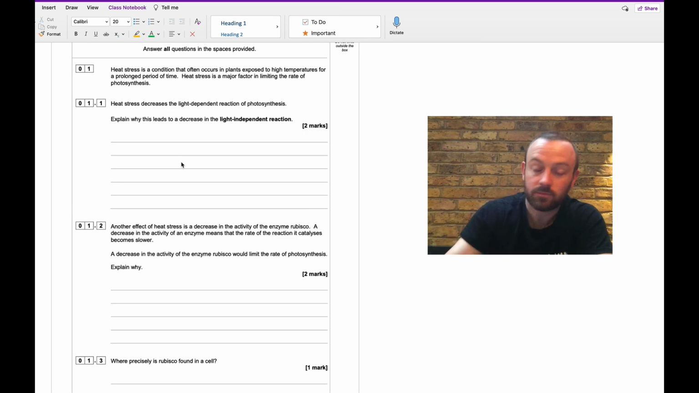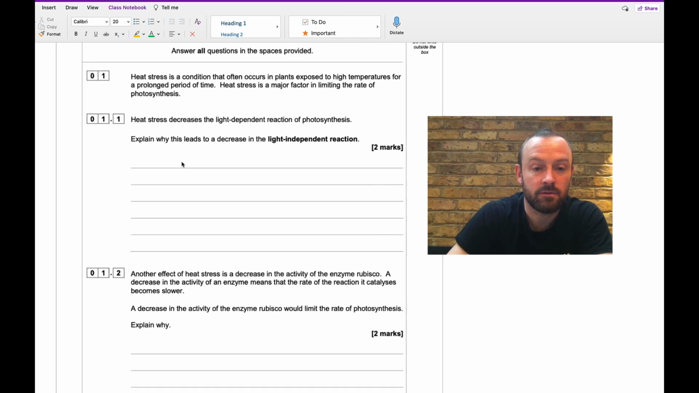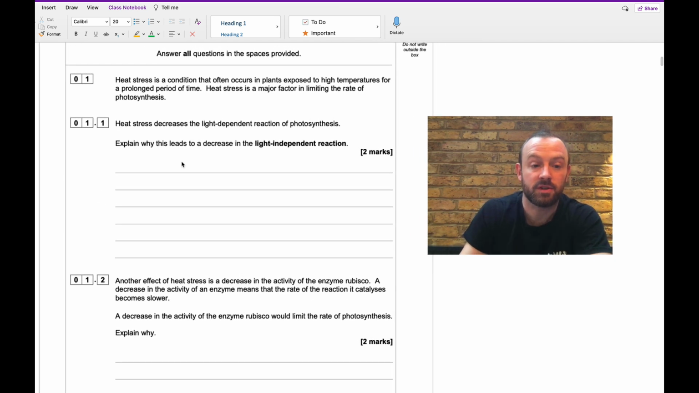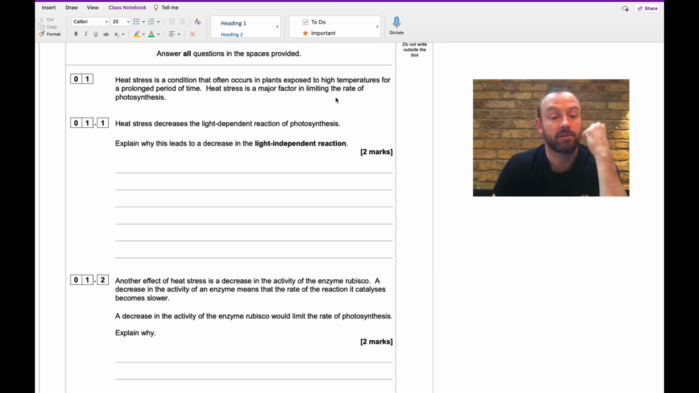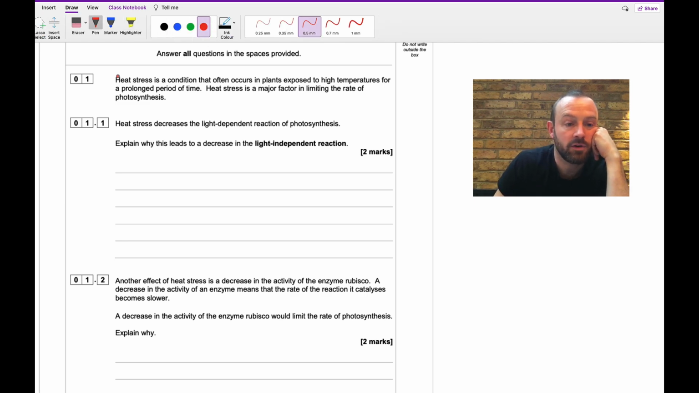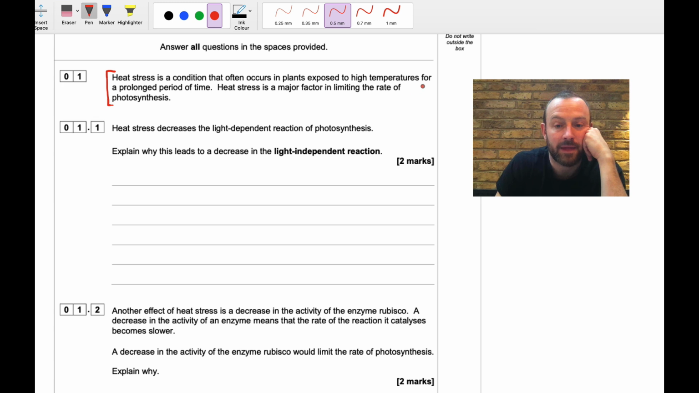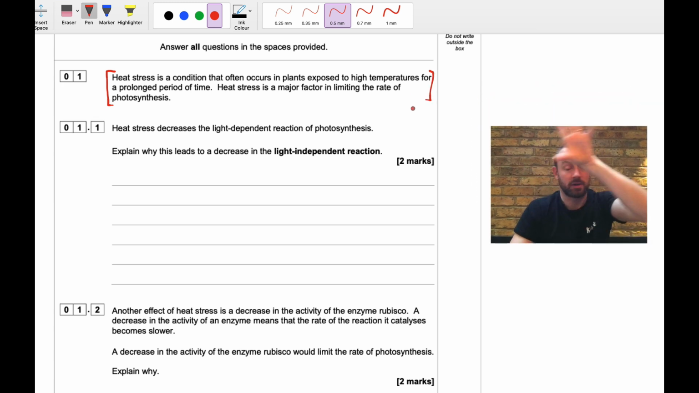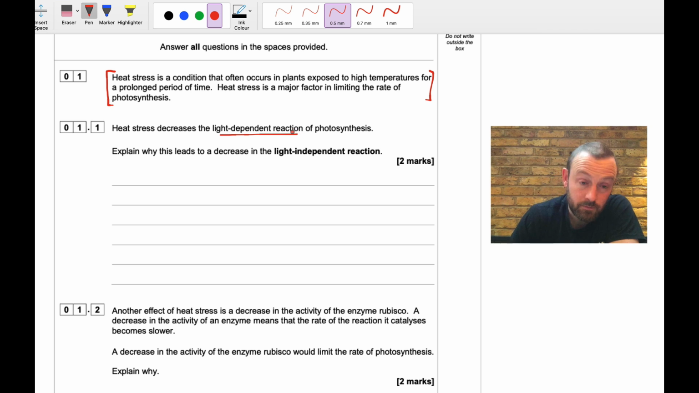Okay, question 1. Heat stress is a condition that often occurs in plants exposed to high temperatures for a prolonged period of time. Heat stress is a major factor in limiting the rate of photosynthesis. So this is the new information that you're given. You just need to bank that, process that, and add that to your existing understanding of photosynthesis. Heat stress decreases the light-dependent reaction of photosynthesis. Explain why this leads to a decrease in the light-independent reaction.